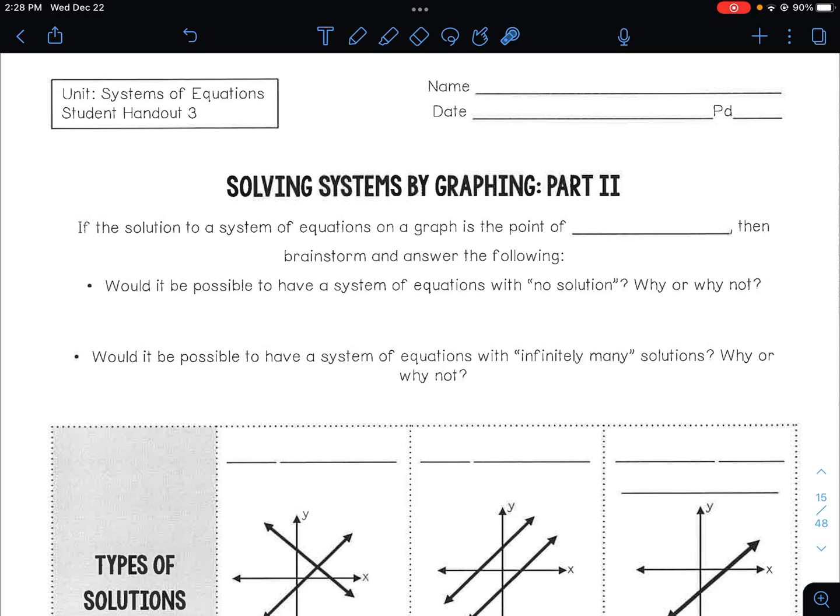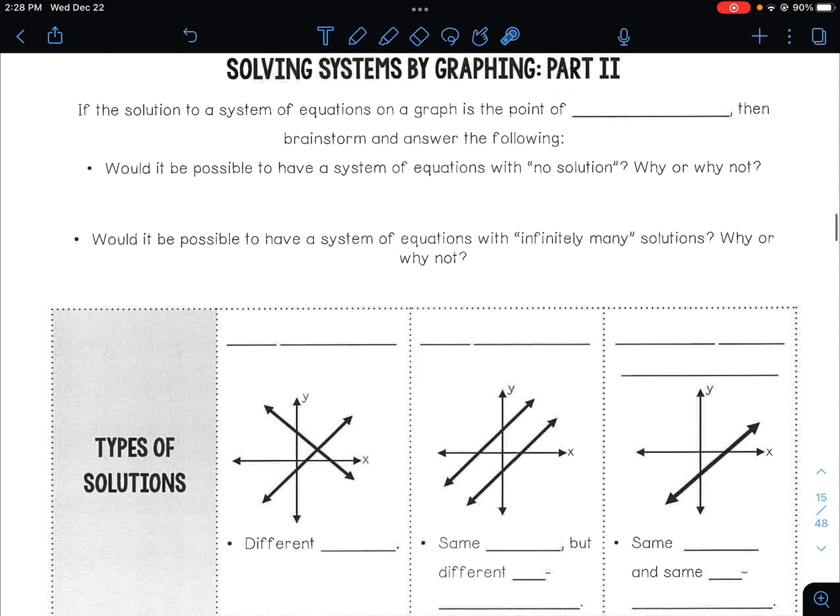In this video, we are going to continue learning about solving systems of equations by graphing. Let's begin. If the solution of a system of equations on a graph is the point of, well, what kind of point? The point where they intersect or touch each other, so the point of intersection. Then brainstorm and answer the following.